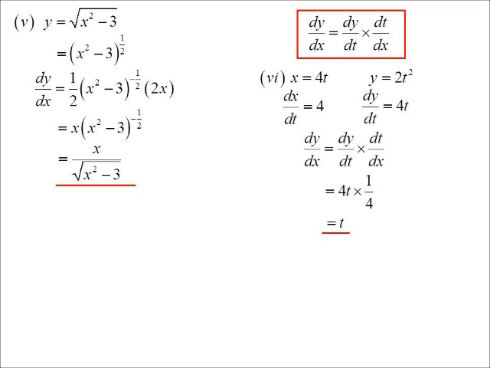If I wanted it in terms of x, I could then say, well, hang on, I know x is 4t, so t is x on 4. I could substitute in and I'd have the derivative in terms of x. So however I want it. More about that when we start looking at parametrics a bit later on.